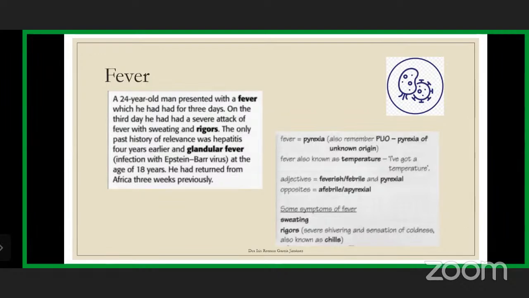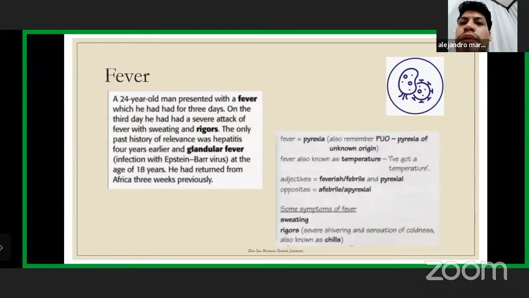Alejandro, can you listen to me? Yes, thank you. Please read this slide. Okay. Fever. A 24-year-old man presented with a fever which he had for 3 days. On the third day, he had a severe attack of fever with sweating and rigors. The only past history of relevance was hepatitis 4 years earlier and glandular fever, infection with Epstein-Barr virus, at the age of 18 years. He had returned from Africa 3 weeks previously.